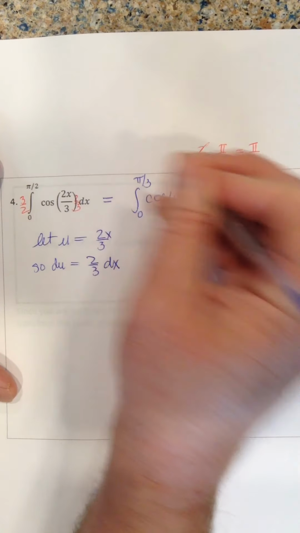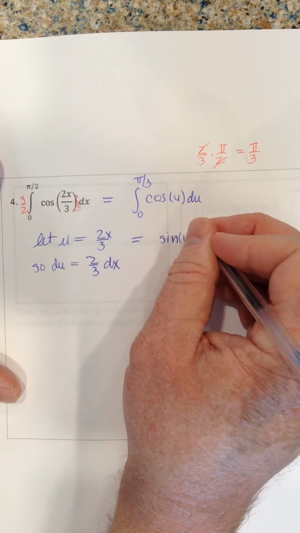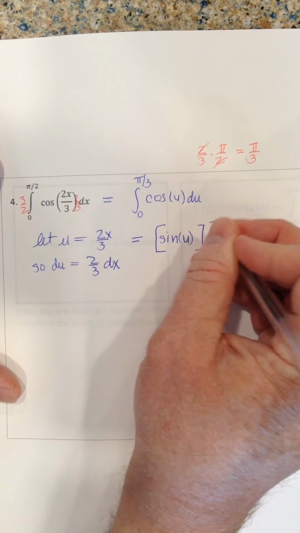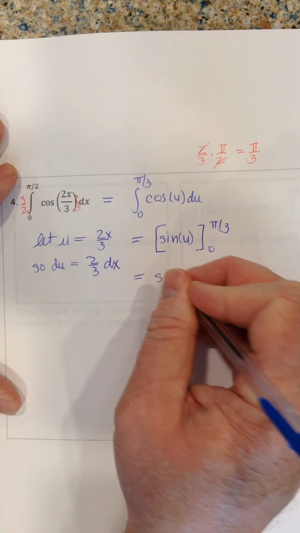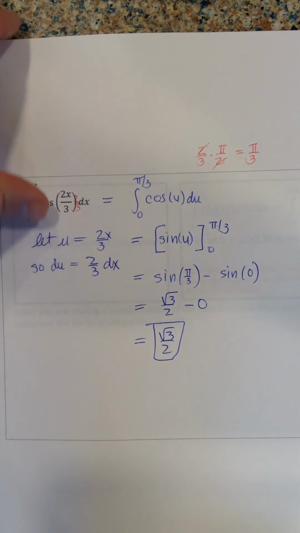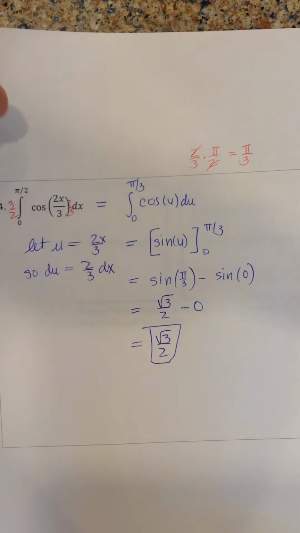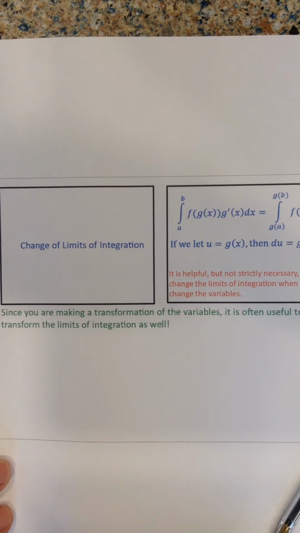So we get 0 to pi over 3, cosine of u du. The integral of cosine is sine, so we get sine of u evaluated from 0 to pi over 3, which are my new limits of integration. So I get sine of pi over 3 minus sine of 0. Sine of pi over 3 is root 3 over 2, and sine of 0 is 0, so the answer is root 3 over 2. And that's how you change your limits of integration to evaluate integrals to find area or also volume. And there's my little note cards, okay? Good luck.